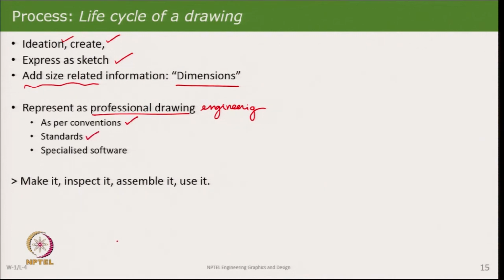standards. At least two standards came in this lecture, one on sheet size and scaling, and then there is specialized software for engineering. A general purpose sketching software is decent for certain types of engineering drawing, but not very good. You can even use a package like Word to make simple drawings, but that is not a professional way of making drawings. After we make a drawing, we make the product, inspect it, assemble it, use it, and like that it goes on.